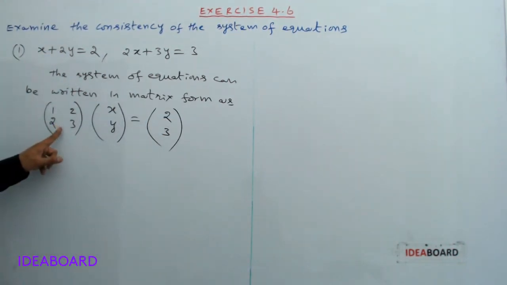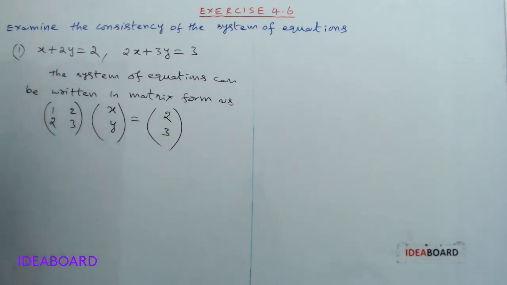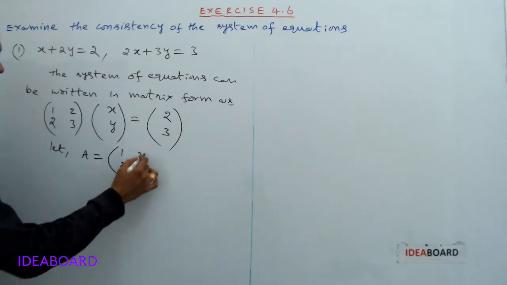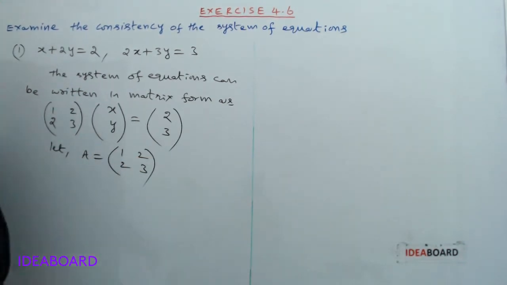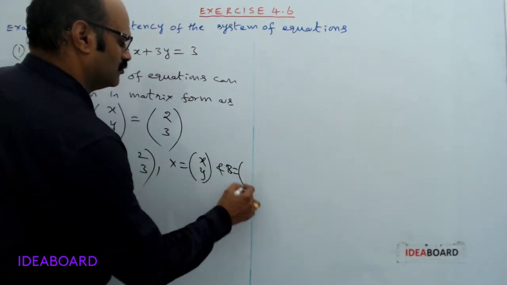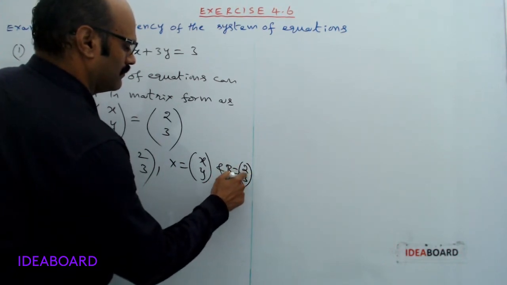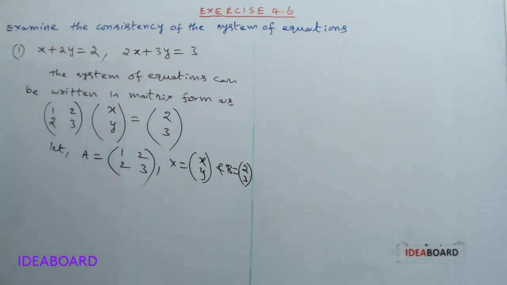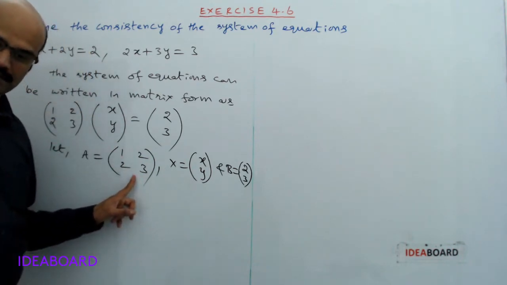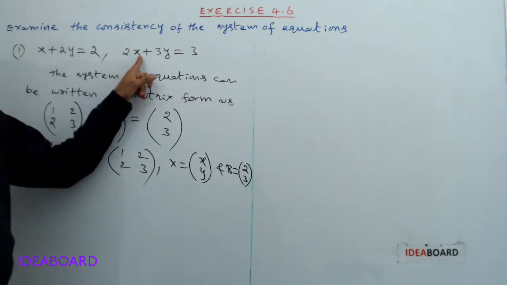Now here, this is equal to A, this is equal to X, and this matrix 2, 3 equal to B. Let A equal to 1, 2, 2, 3, X equal to x y, and B equal to 2, 3. Now we have to verify whether A is a singular matrix or non-singular matrix. Suppose if A is a non-singular matrix, then the system of equations has a unique solution.